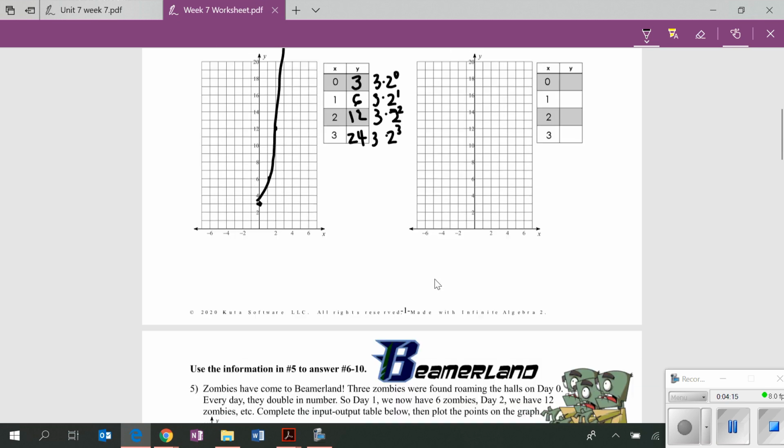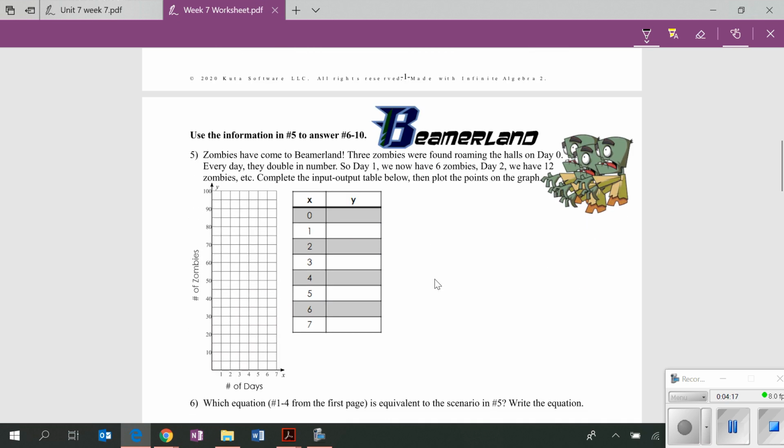Getting into our word problems. We've got Beamerland, and zombies have invaded. 3 zombies were found roaming the halls on day 0, and they double in number. So day 1, we have 6 zombies. Day 2, we have 12 zombies, etc. Complete the input-output table, then plot the points on the graph. Here across my x-axis is my number of days, so my x is representing days, and y is the number of zombies.